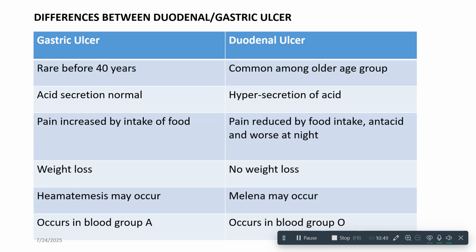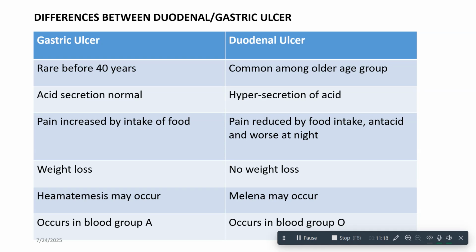Then we have two types of peptic ulcer disease, the duodenal and the gastric ulcer. The gastric ulcer is rare before the age of 40 years, while duodenal ulcer is common among the older age group. Acid secretion is normal in gastric ulcer, while there's hypersecretion of acid in duodenal ulcer. Pain is increased by food intake in gastric ulcer, while it is reduced by food intake in duodenal ulcer. And duodenal ulcer is of course worse at night.